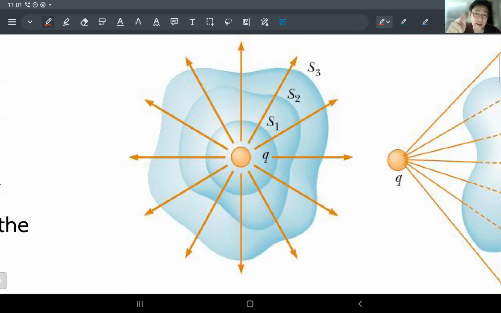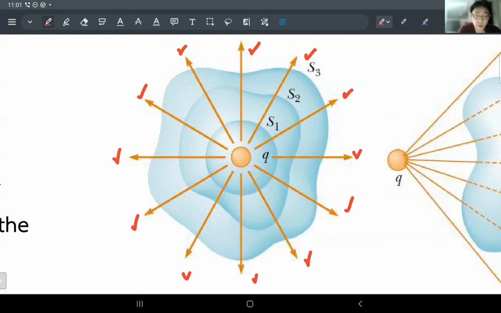Very good. Whatever you're thinking is correct. The answer is they are all the same. Got that? Why? Look at this. Even though usually we calculate rather than count, according to this figure alone I can count 1, 2, 3, 4, 5, 6, 7, 8, 9, 10, 11, 12. I have 12 lines, and these 12 lines pierce through S1, S2, and S3 equally. So the total amount of flux is the same for all of them.